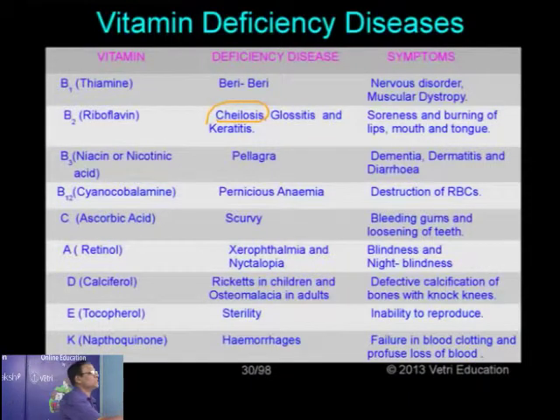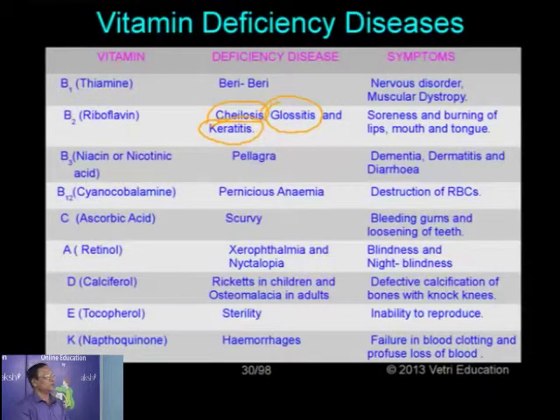Then glossitis, the inflammation of the tongue. Any word ending with the suffix -itis refers to inflammation. Glossitis is inflammation of the tongue, because glosso means tongue. Then keratitis, inflammation of the skin. There the keratin fibers, the fibrous protein, become thickened, so we have dry skin. This is because of riboflavin.